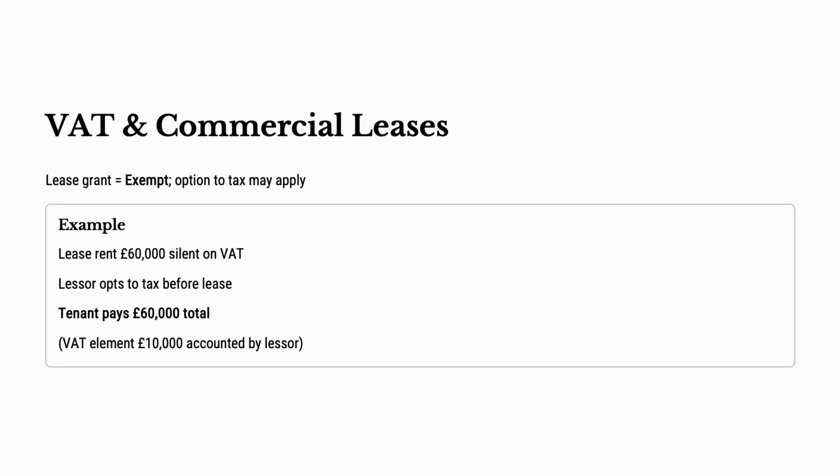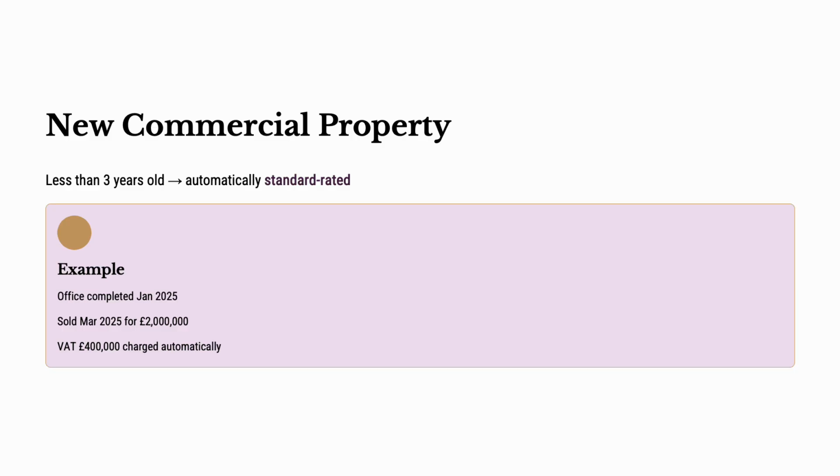This is why commercial leases need clear VAT provisions. If you want the tenant to pay £60,000 net plus VAT, you need to say it in explicit terms in your lease.